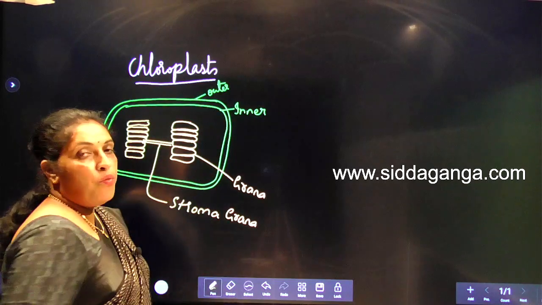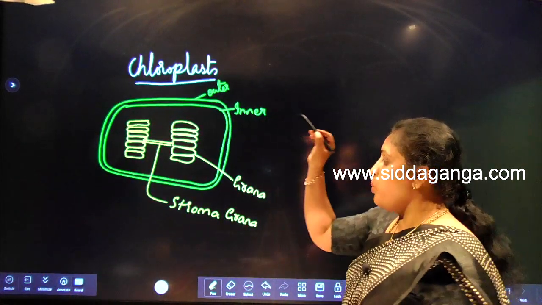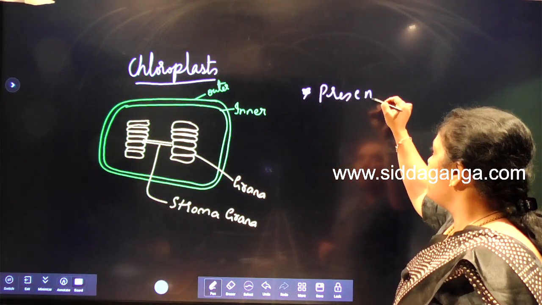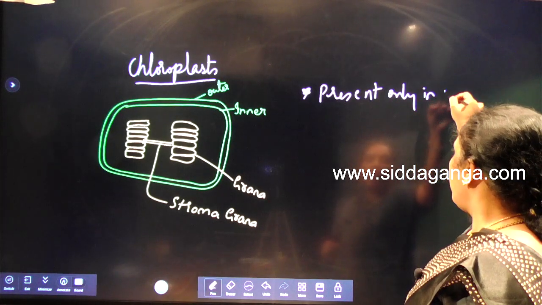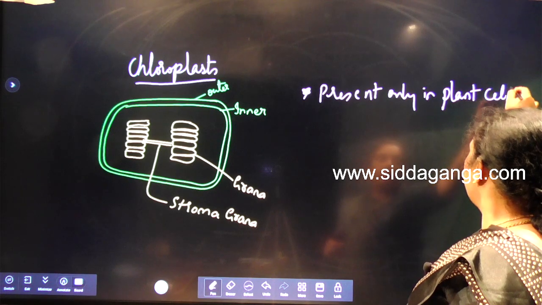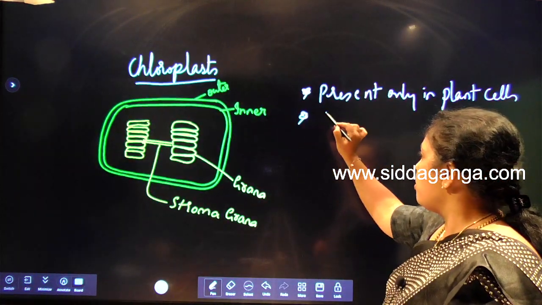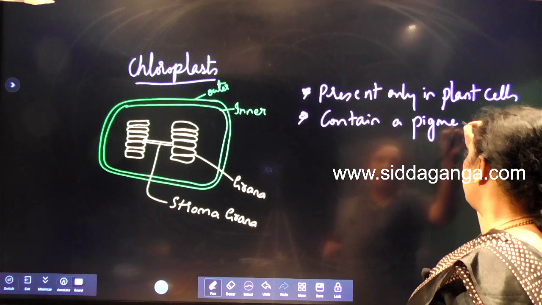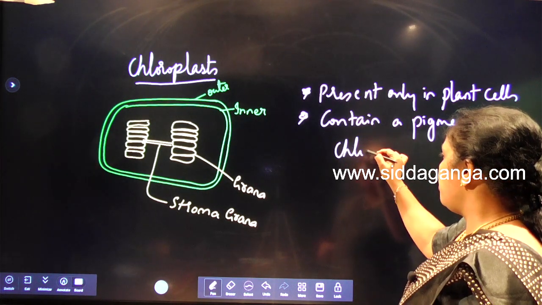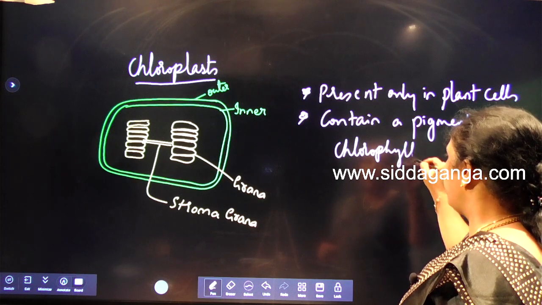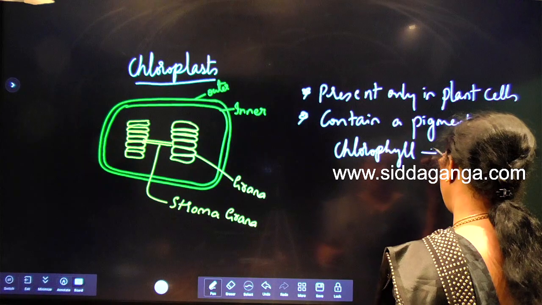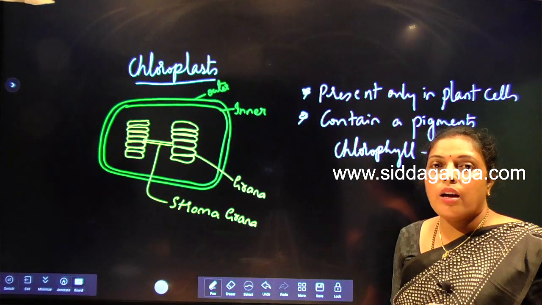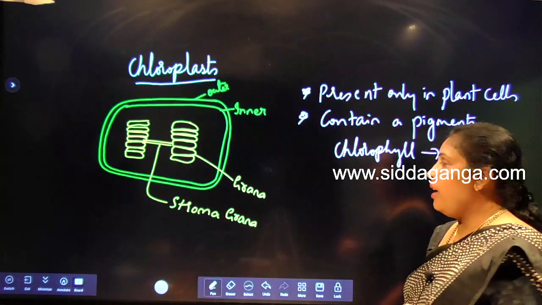So what's the function of chloroplast? Chloroplast is present only in plant cells and contains pigments called chlorophyll, which helps in photosynthesis, trapping sunlight. It helps in trapping the sunlight and converting light energy into chemical energy.